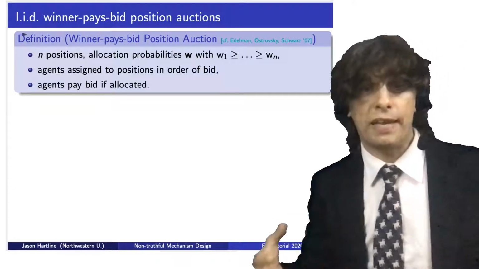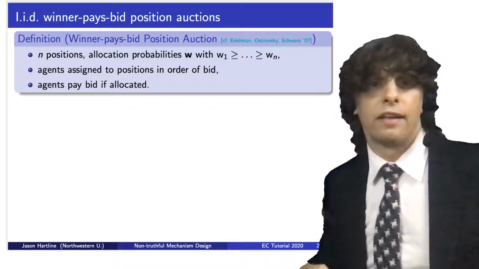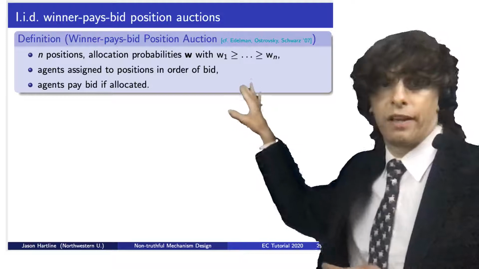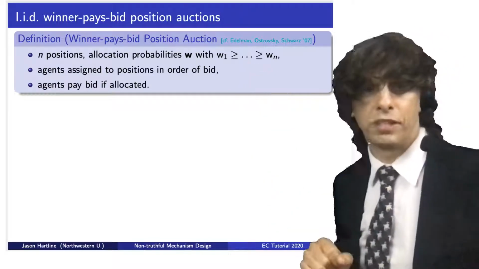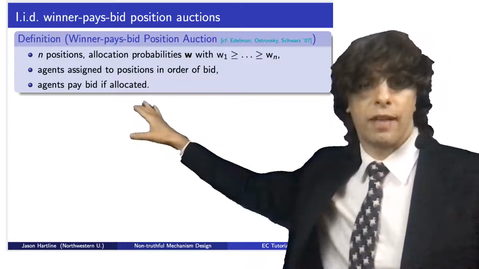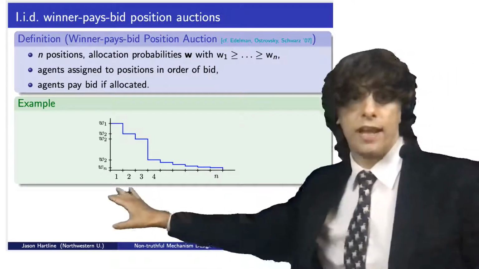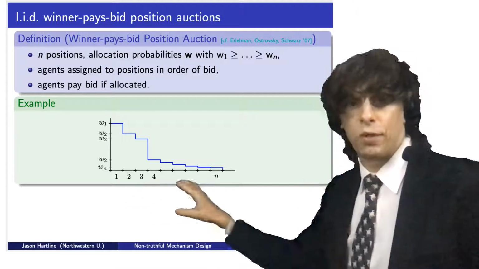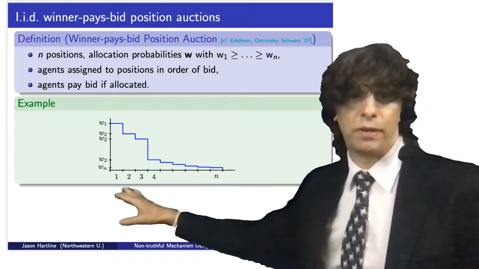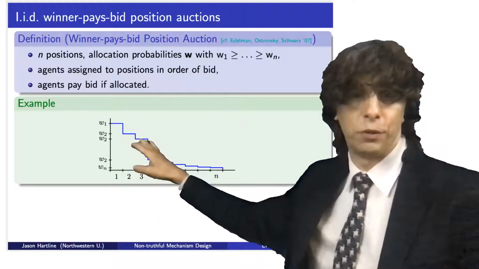Okay, the bidders bid in this auction. They're assigned to positions in order of bids, and the bidder in position j is allocated with probability Wj according to the allocation probability of the position. It's a winner pays bid mechanism, so the agents pay their bids if they're allocated. The picture you should have in your mind is the following, where we can take these allocation probabilities for positions and sort them in decreasing order, and we're going to get the bids and assign the highest bidder to position 1 with allocation probability W1, the second highest bidder to position 2 with allocation probability W2, etc.